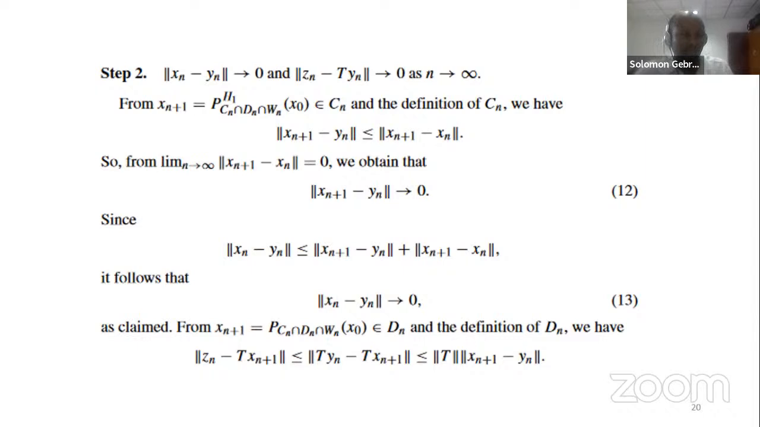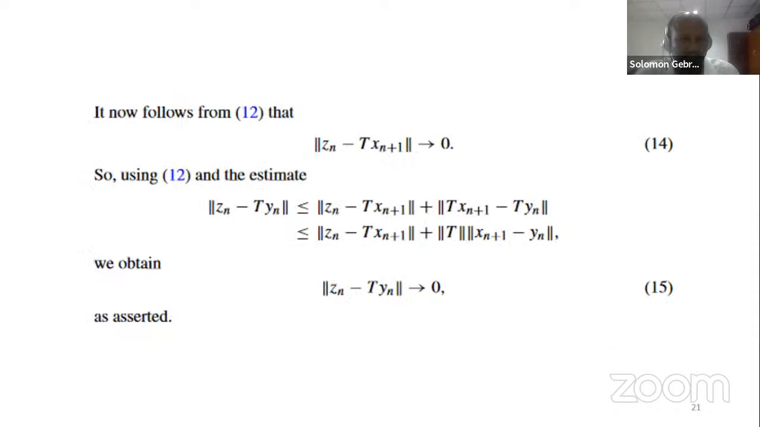To show the second part of step 2, we consider xn plus 1, which is an element of Cn intersection Dn intersection Wn, again, which is an element of Dn. Then applying the definition of Dn, we can see this result, and actually we have to apply the property of the norm, the Cauchy-Schwarz inequality. We can get this one. Then from this, taking the limit of both sides and applying the previous result, we can show that this limit goes to 0. Applying again the triangle inequality and the Schwarz inequality, we can get the norm of zn minus tyn equals 0.